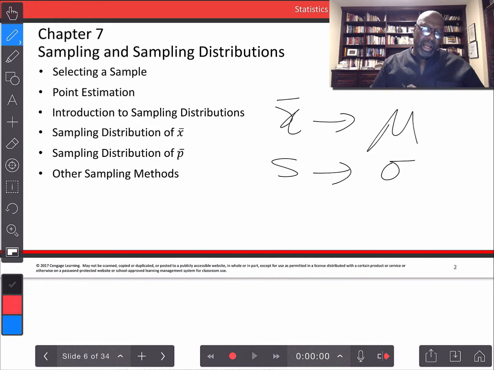Anything we observe in a sample is a point estimate of its equivalent in the population. So hence, we could have a sampling distribution of anything we observe in a sample. As long as we take multiple samples, then we are observing multiple values of whatever that variable is, and therefore it has a distribution which we call a sampling distribution. So sampling distribution of x bar, sampling distribution of p bar, which we'll come to shortly, which is for proportions. But for now, we're only dealing with sample means.